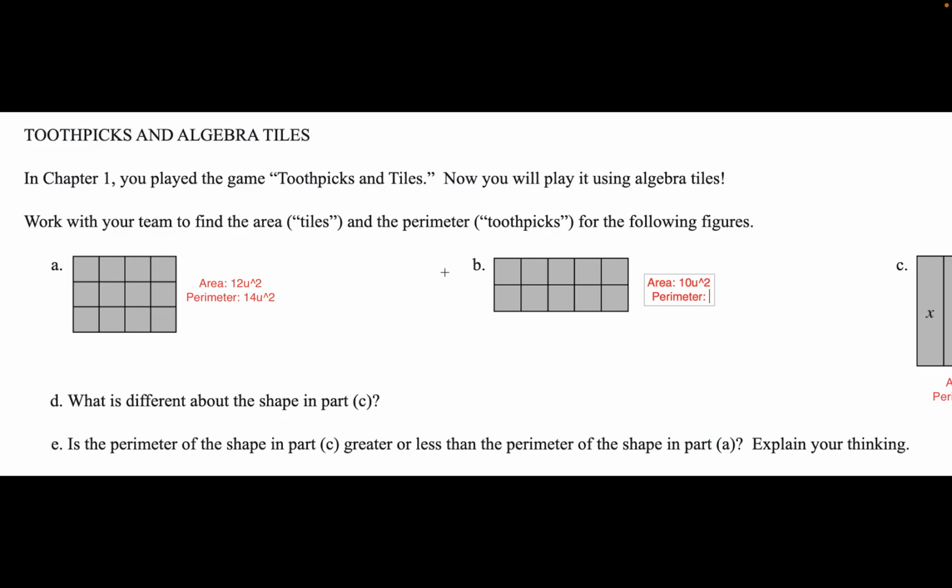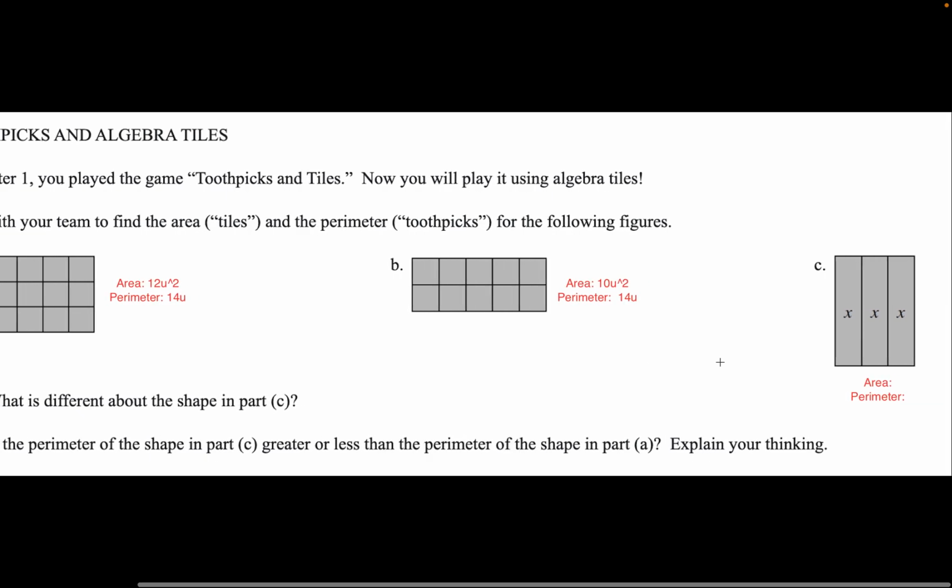And the perimeter is not squared because it's just the length, right? It's like you're outlining it in string or something. The perimeter of this one would be 5 plus 2 is 7, plus 5 plus 2, so 14. So this one is 14 units. Then over here, we got C.